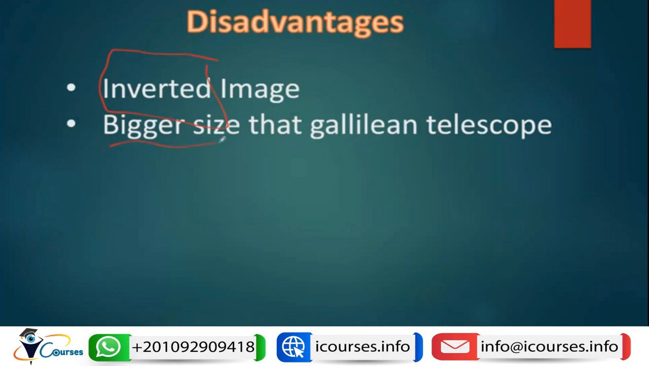Also, it has a bigger size than the Galilean telescope, because the length of this system will be the summation of the focal length of the objective lens and the focal length of the eyepiece. So it will be a lengthy telescope. So how can we get rid of these disadvantages? The bigger size cannot be overcome because this is the principle of the astronomical telescope, but having an inverted image has a solution. Let's see.